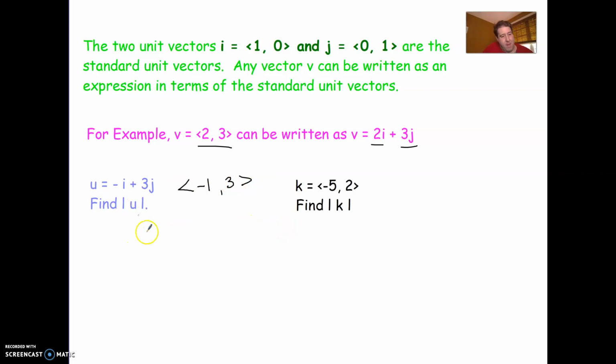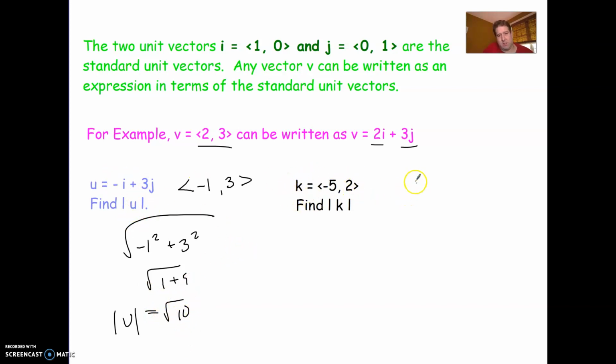If I want to find that magnitude, I would just do negative 1 squared plus 3 squared, and that gives me 1 plus 9, so this becomes the square root of 10. So the magnitude of vector u is the square root of 10. All right, so what about vector k?